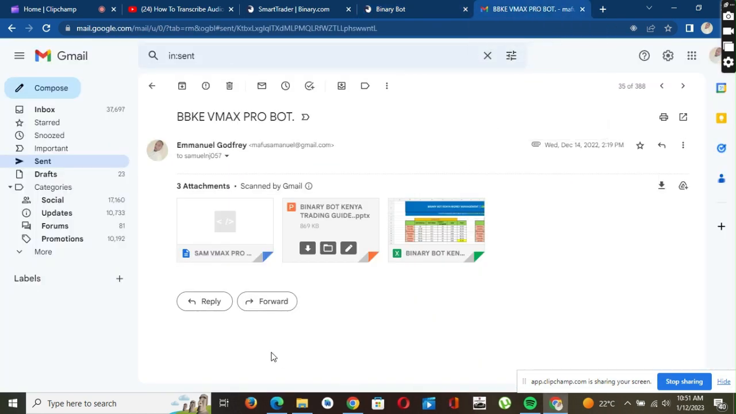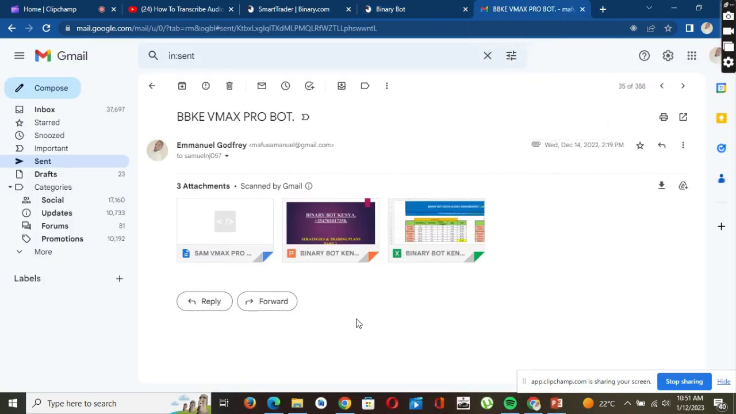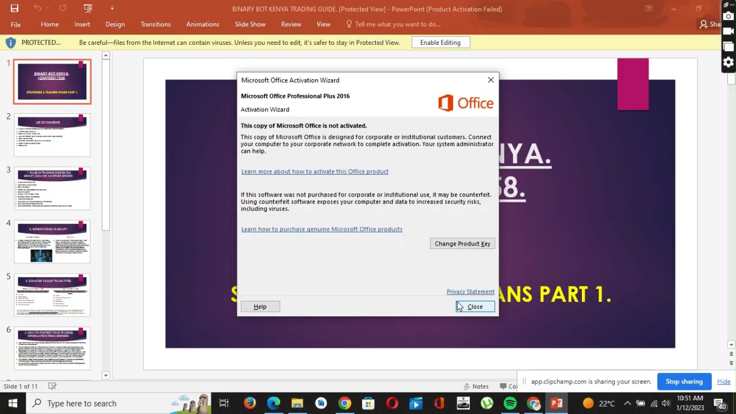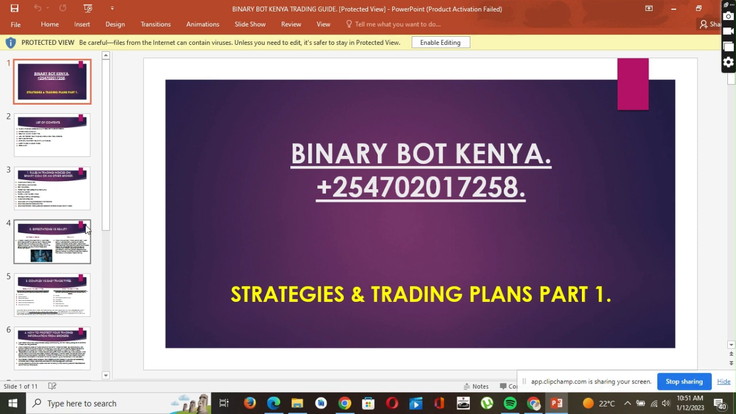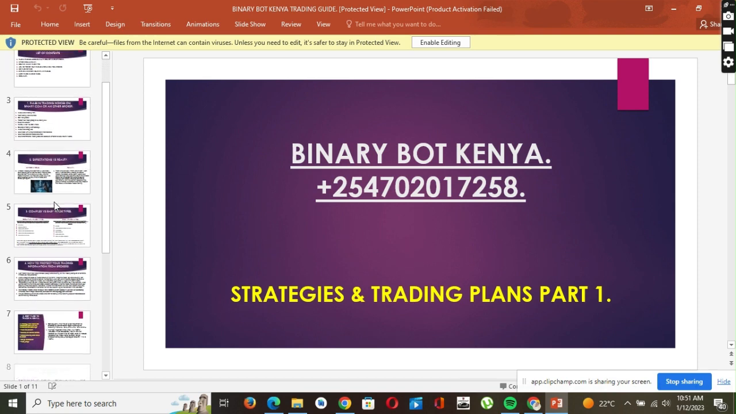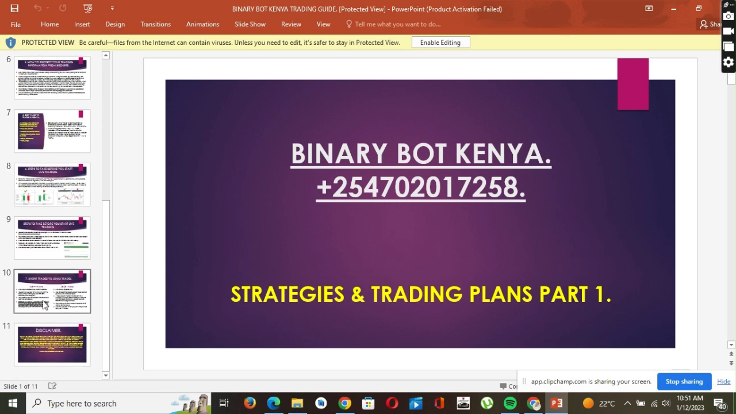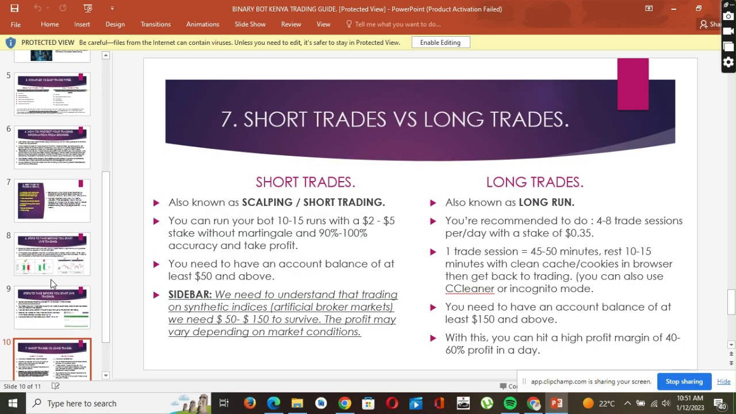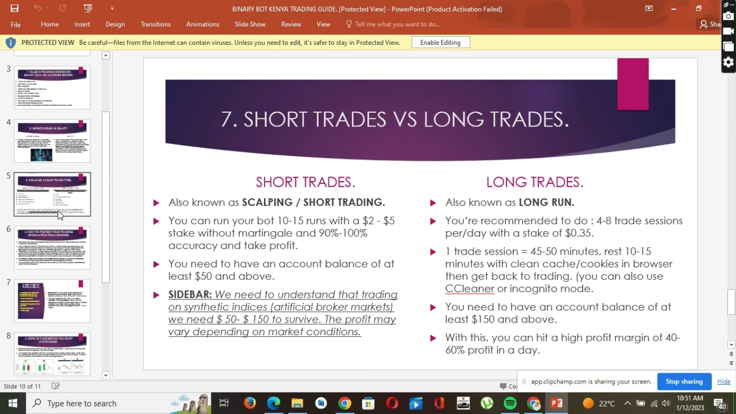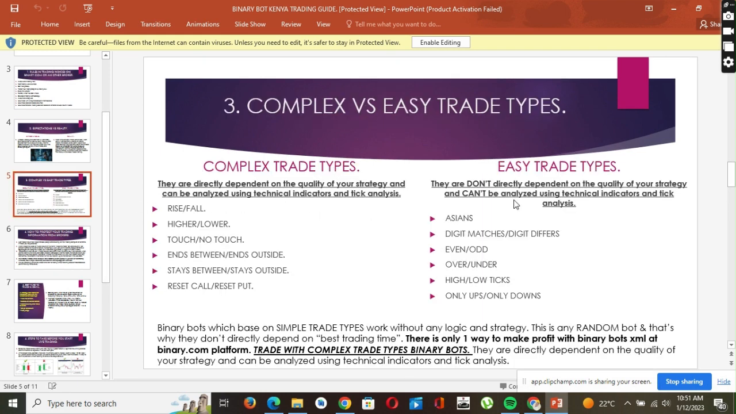Okay, so as I was saying, even and odd trades are very simple to use, and there are more complex trading patterns out here that you can actually use that will give you more money compared to these even and odd trades. So let me look for that particular slide. It has to be one of these, if I'm not wrong. Yeah, so these are the easy trade types. You can see here matches, differs, even, odds, over, under, high, low, only ups and only downs. These ones are the easy ones.